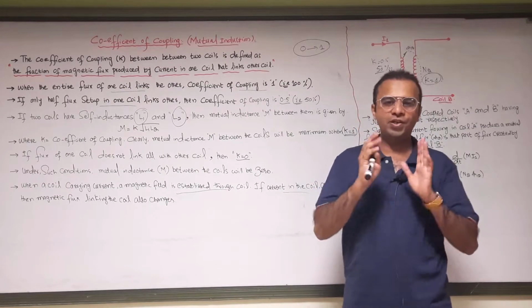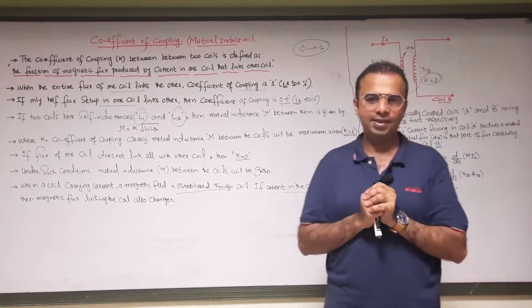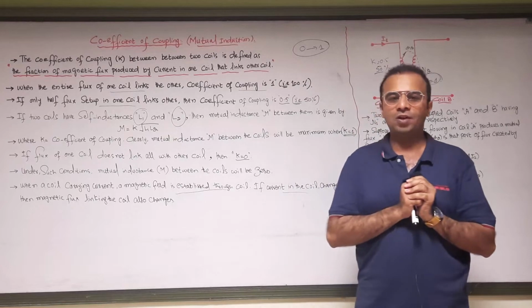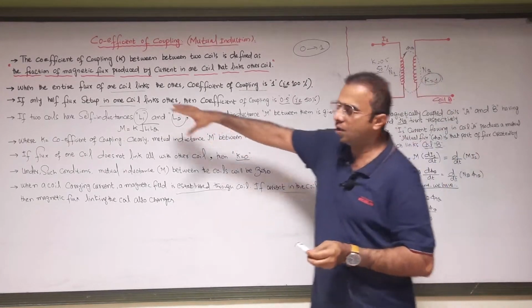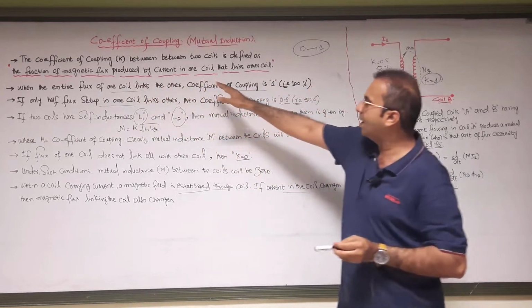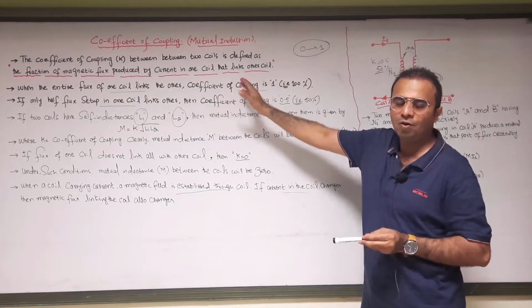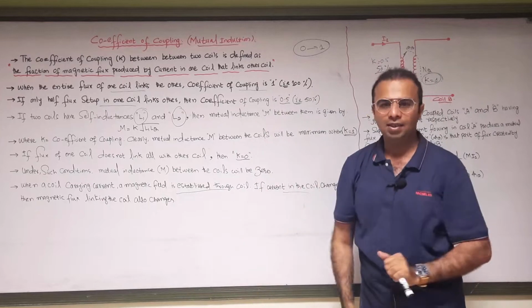Today's topic of our lecture is the coefficient of coupling in magnetic circuits. The coefficient of coupling can be defined as the fraction of the magnetic flux produced by current in one coil that links to another coil.